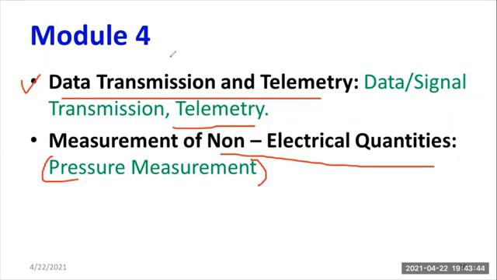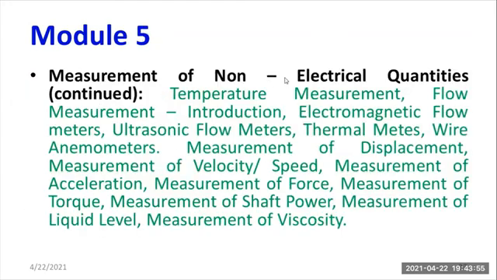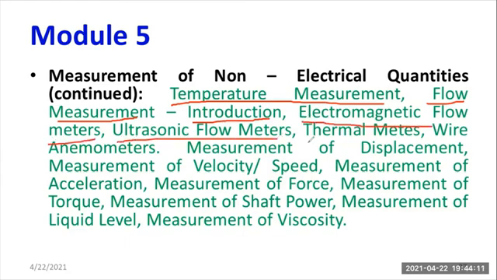So in continuation with the fourth module, I'm going to explain the measurement of non-electrical quantities in the fifth module also. It is a continuation. Once I complete the pressure measurement, I'll directly move on to the measurement of different non-electrical quantities such as temperature measurement, then flow measurement. I'll be giving a brief introduction and different types of flow measurement devices such as electromagnetic flow meters, then ultrasonic flow meters, thermal meters, similarly wire anemometers, etc.